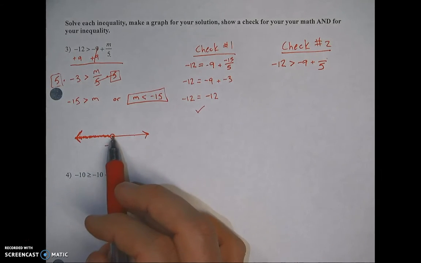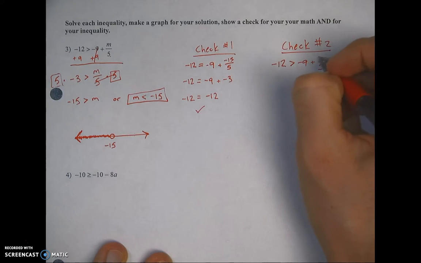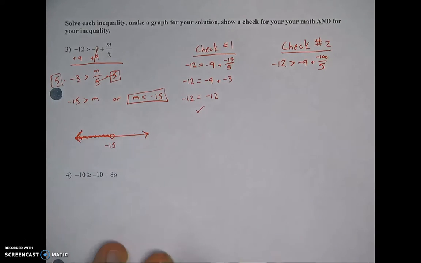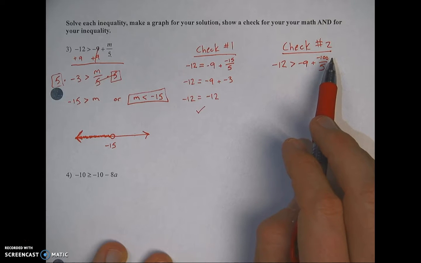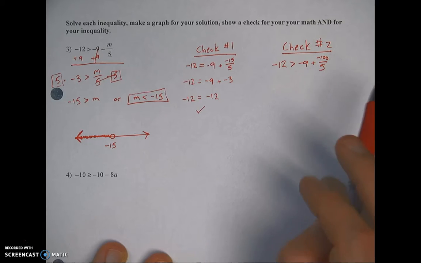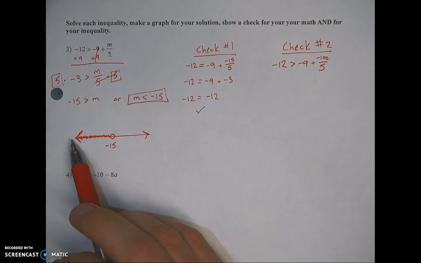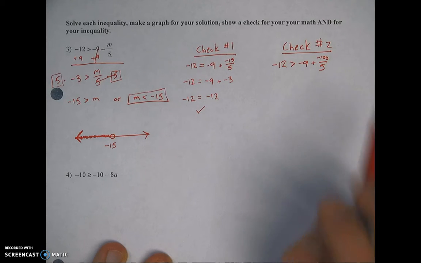Now it does need to be less than negative 15. So I'm just going to pick negative 100. Because that is less than negative 15. But you can choose any number you want. Negative 20, negative 25, negative 30. Those are all less than negative 15. And they're going to give me a nice number when I divide by 5.